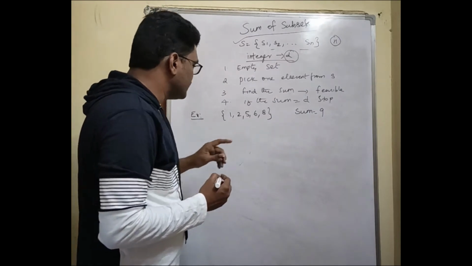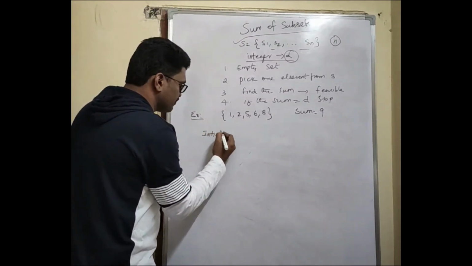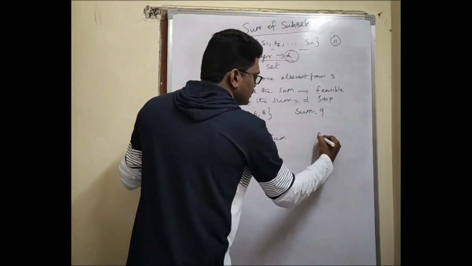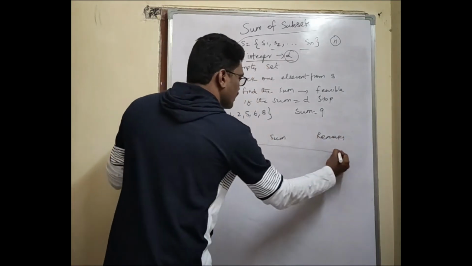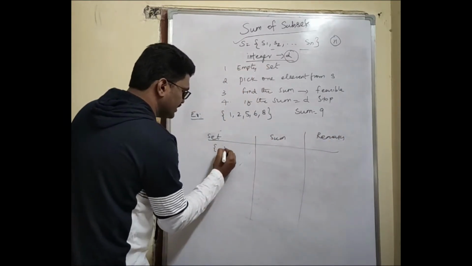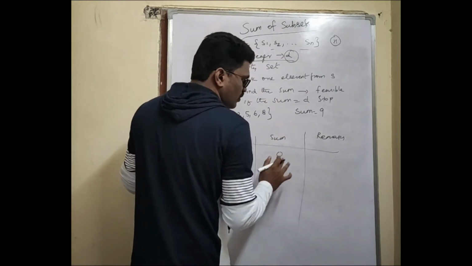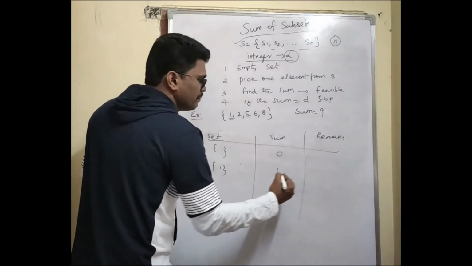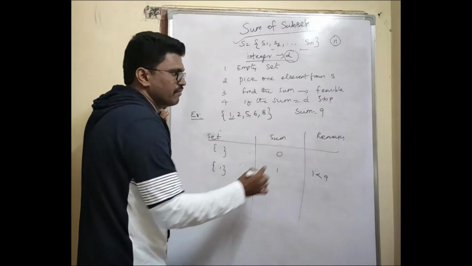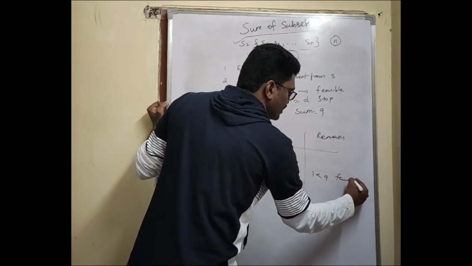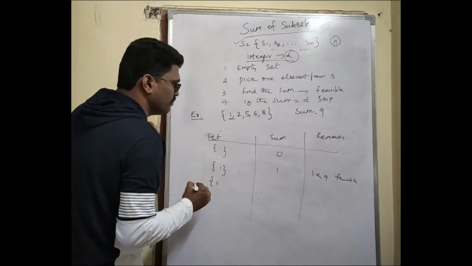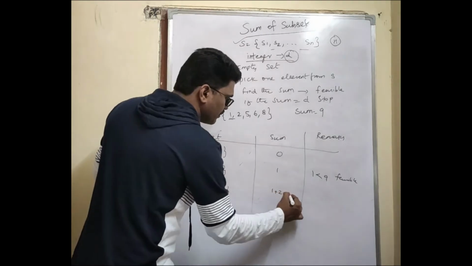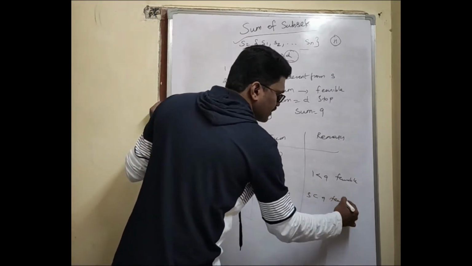Now we'll try this with this example. This is my set, this is my sum, and these are the decisions that I am going to take. Initially the set is empty, and the sum is 0. Now I add one element from the set. I add 1, so the sum is 1. 1 is less than the given sum 9, so it is a feasible solution. Now I add one more element, that is 2. So 1 plus 2, the sum becomes 3. 3 is less than 9, so it is feasible.